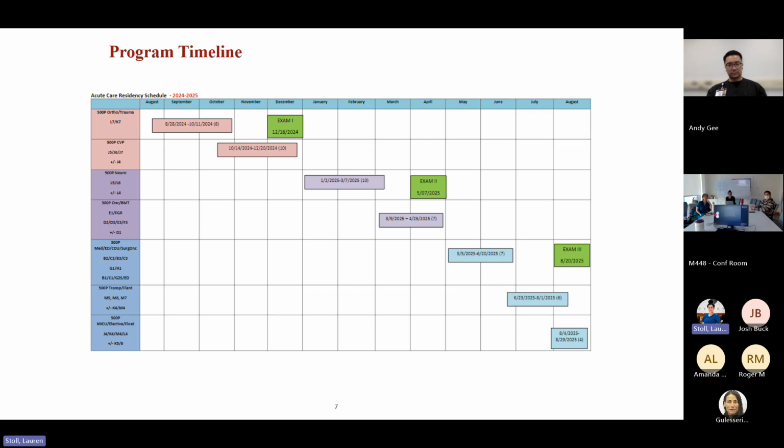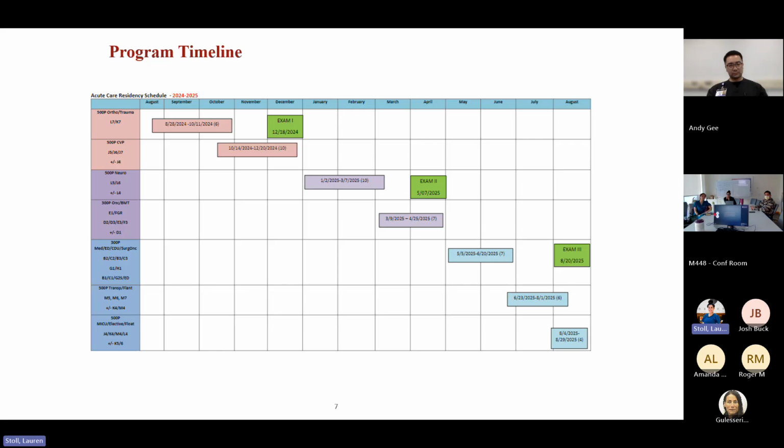On the left-hand side, you can see that the whole year is broken up into 3 what we call trimesters. You see on the left, there's pink and purple and blue. The pink trimester, the first trimester that you rotate in, you start on ortho and trauma, and then you rotate down to cardiopulm. And then the second trimester starts with neuro, followed by oncology.